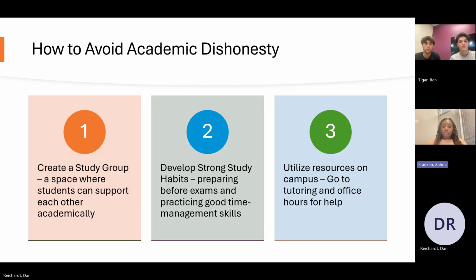So, just how to avoid academic dishonesty in the future, you create a study group. So, just having a space where you can come and have a supportive environment where you can support each other academically. Also, just incorporate strong study habits daily, preparing for your exams and practicing good time management skills so you have enough time to prepare for those exams. And also utilizing resources on campus. Xavier offers tutoring, and you can also go to office hours that professors provide.